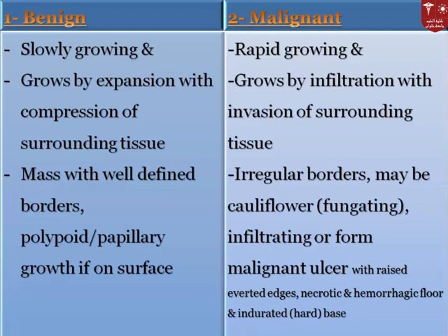mass, or called fungating, or an infiltrating, deeply infiltrating mass that thickens the tissue, or a malignant ulcer, okay, which has edges that look outside externally. It's called everted edges, and they have necrosis and hemorrhage in the floor. Let's see the pictures and try to understand.